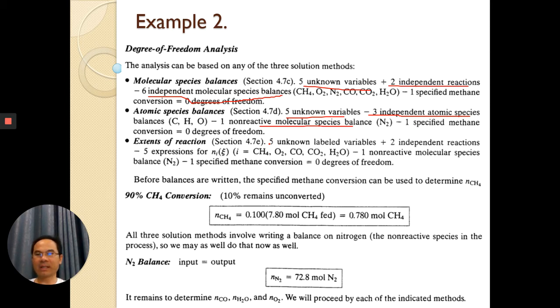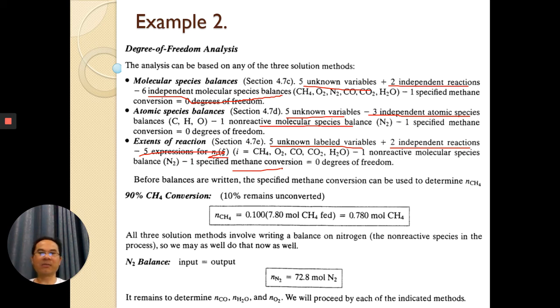And the last one is based on extent of reaction. For this case, we have 5 unknowns also, plus 2 independent reactions. That's right, we have 2 independent reactions, and minus 5 expressions of the extent of reaction. That's right. We have the 5 components in the reaction: methane, oxygen, carbon monoxide, and water. And minus 1 non-reactive species, which is nitrogen. And then minus 1 methane conversion. You get 0 degrees of freedom.